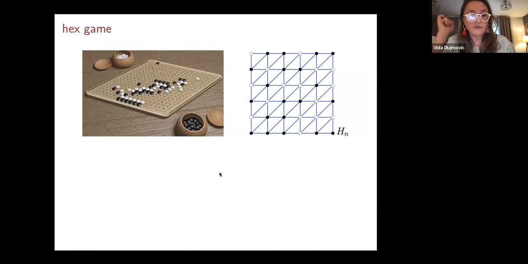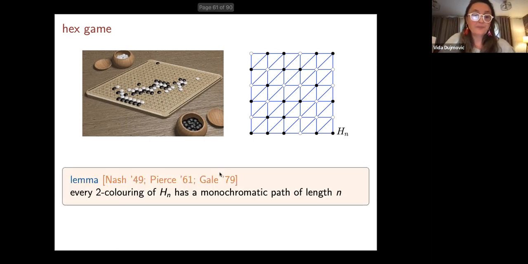It's actually, the notion is not very vague. I'll define it. It's as far as possible from bipartite in the following sense. There is an old theorem by Nash-Williams from '49 that says no matter how you color this n by n hexagonal grid, you're going to find a path from one side of the grid to another that uses one color, no matter how you color it with two colors.